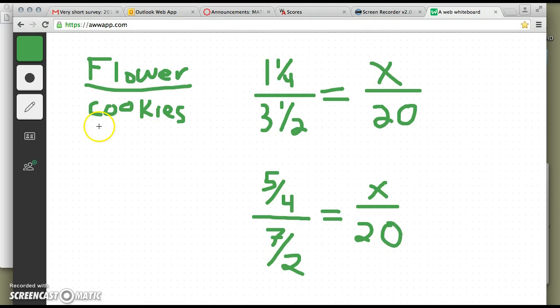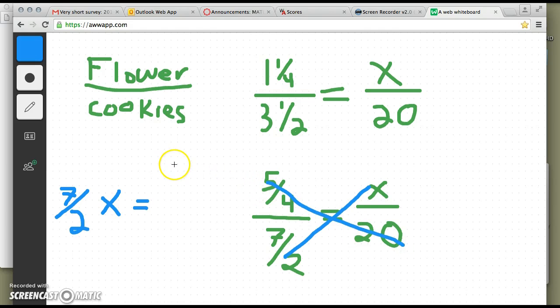So now we are ready to cross multiply. So remember, you're just multiplying here on the diagonal. So you have 7/2 times x. We'll come over here to the left. So you have 7/2 times x, which is just 7/2 x, is equal to, and then you have 5/4 times 20 on the other diagonal. So let's figure out what that is equal to.